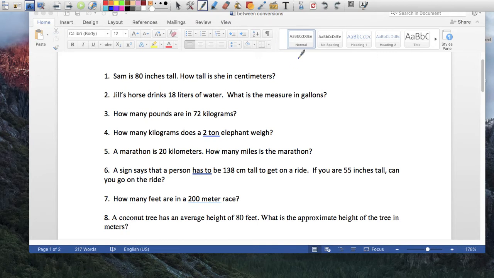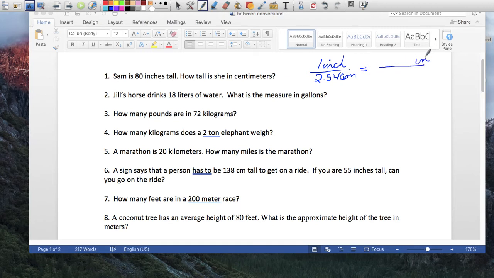If you look at your reference sheet, you have two sides. The left side goes from metric to customary, and the right side goes from customary to metric. So 80 inches is customary, so we're going from customary to metric, using the data on the right side. It says customary to metric. So we have 1 inch, the same thing as what in centimeters? 2.54 centimeters.